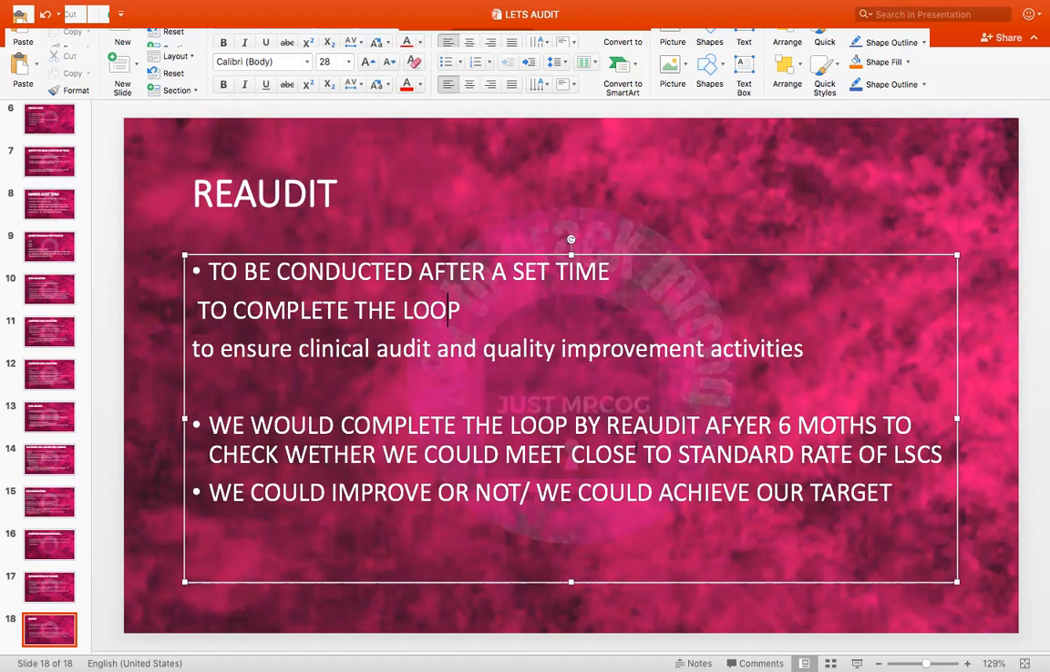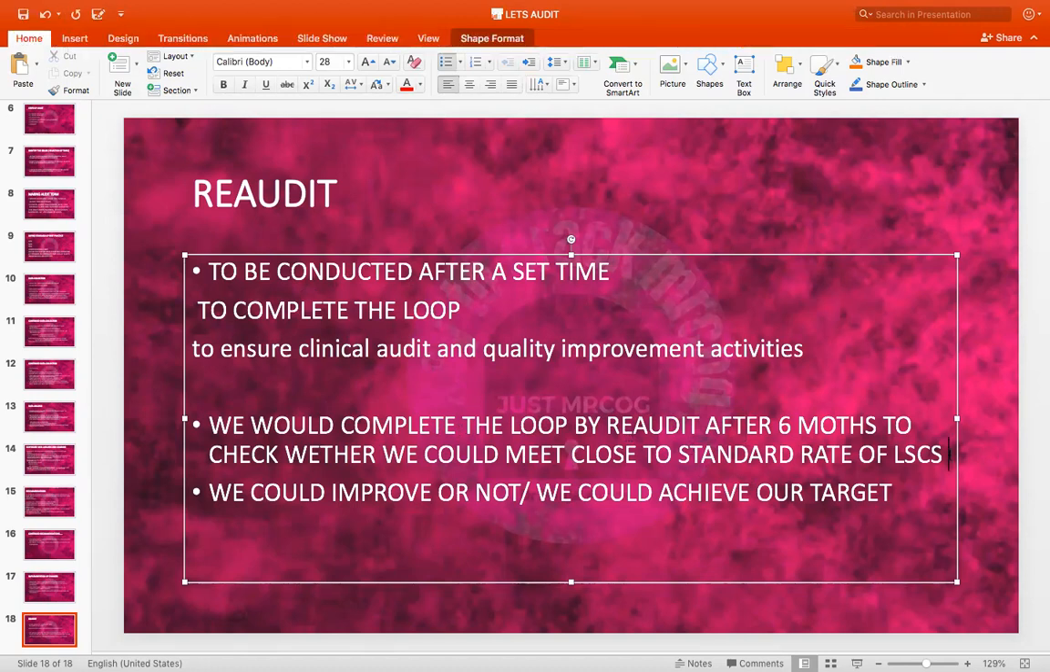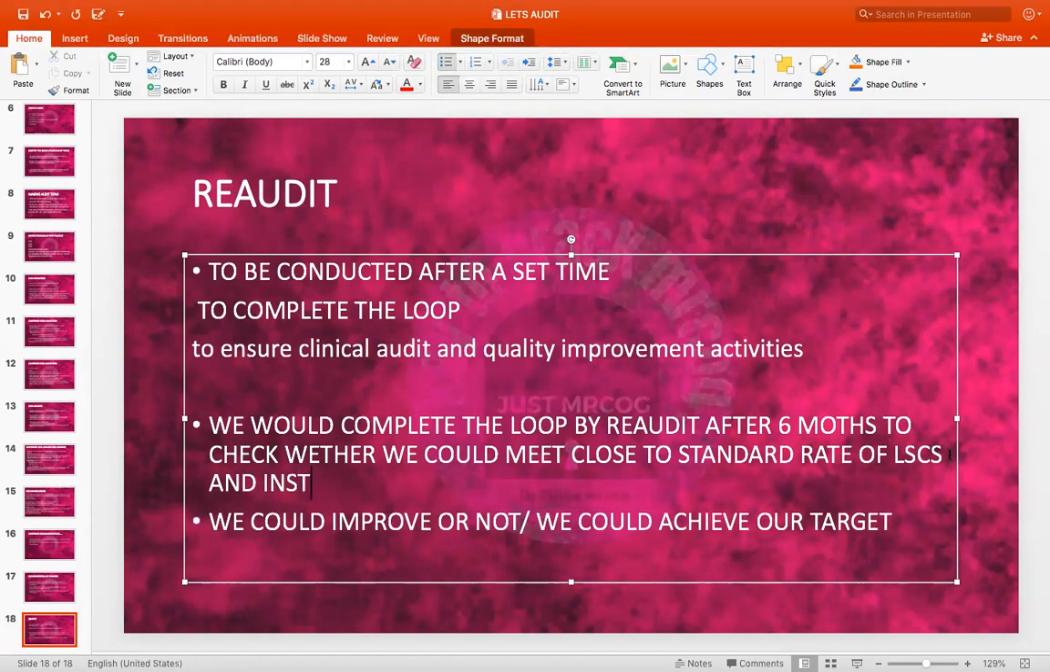We would complete the loop by re-audit after 6 months to check whether we could meet the target. I'm talking about our cesarean, how we are going to specifically talk about the task. This is a generalized statement: to be conducted after a set time to complete the loop. For the task cesarean, we would complete the loop by re-audit after 6 months to check whether we could get close to the standard rate of LSCS and instrumental delivery.